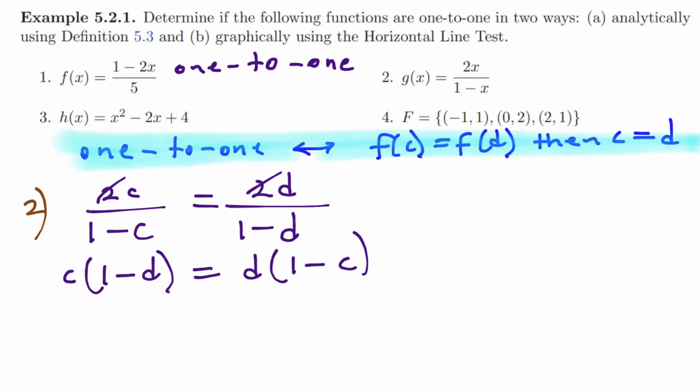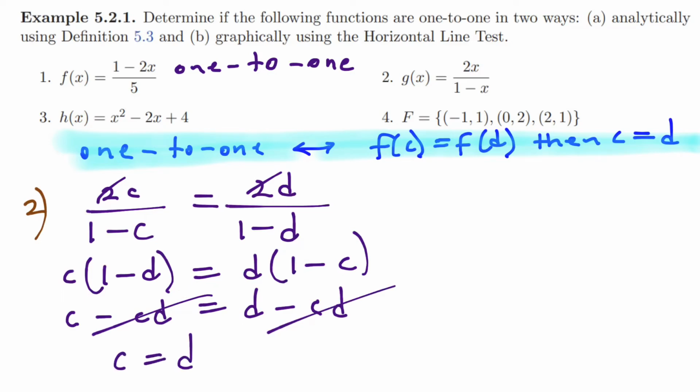So distributing, I've got c minus cd is equal to d minus cd again, because that's the same thing as dc. All right, so I can cross these off, same on both sides. So my last line will say c is equal to d. Okay, so starting out with f of c equals f of d, we've shown that c equals d, which means this function is also 1 to 1 by that method.